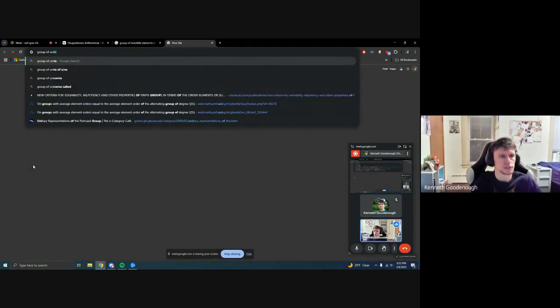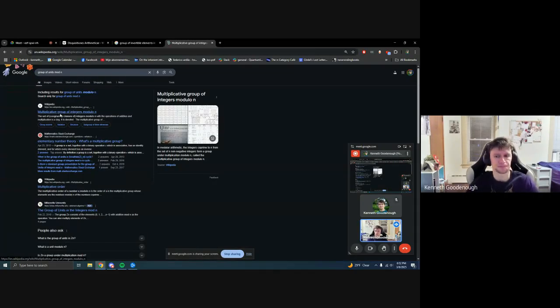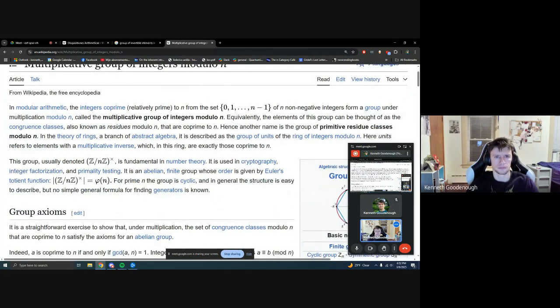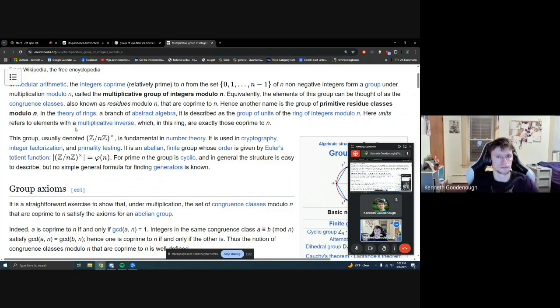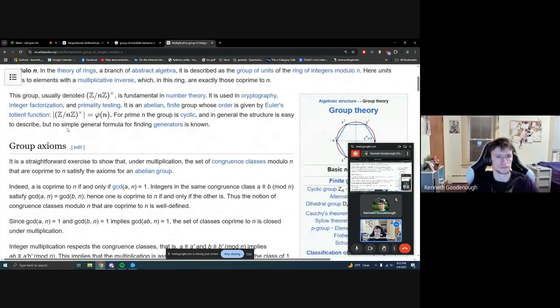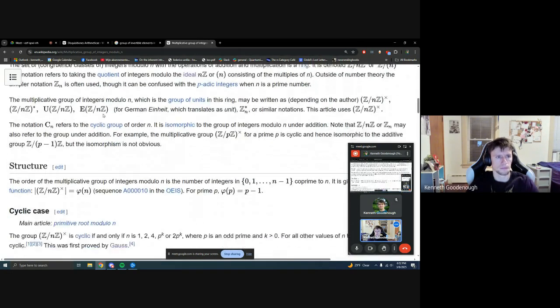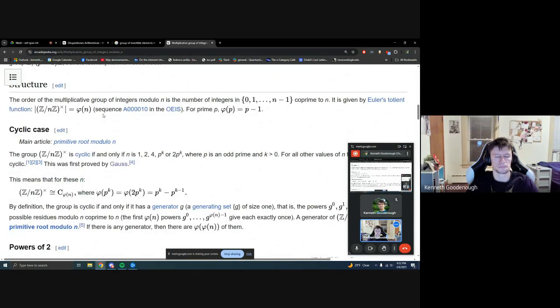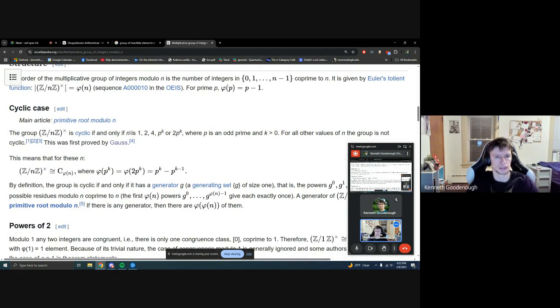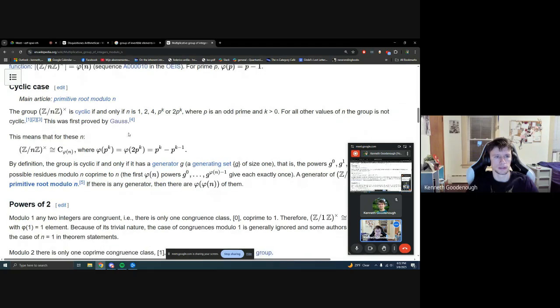Just a group of units, mod n. That was maybe the term. There we go. Okay, so that checks out, right? We see here the Euler totient function. So I remember in the general case, yes, okay. Yeah, so here this is the statement.